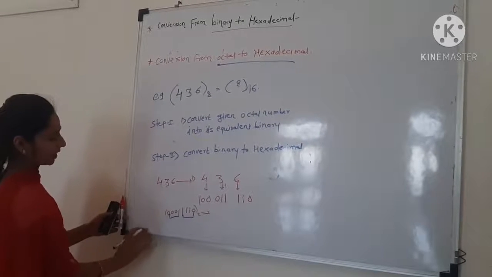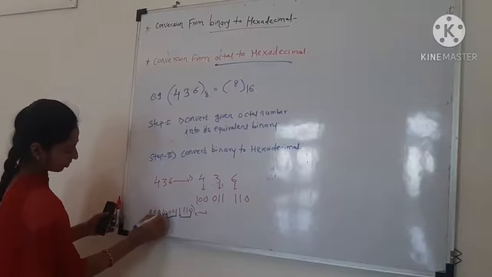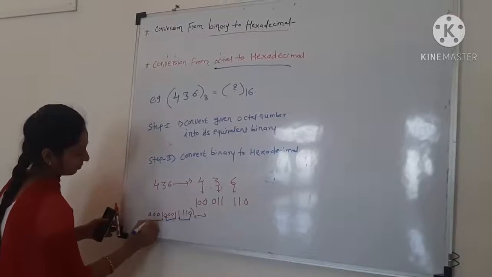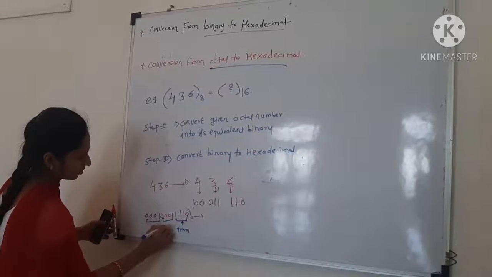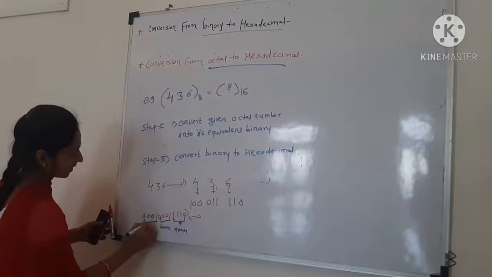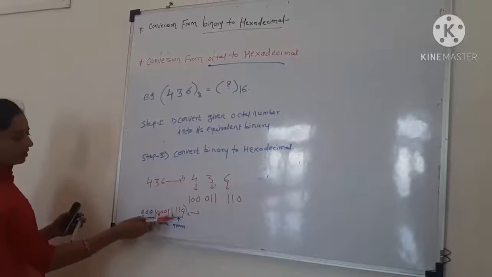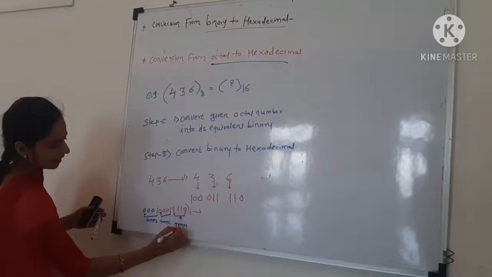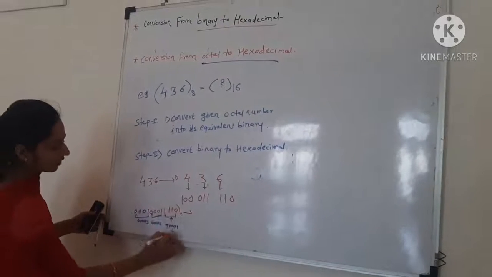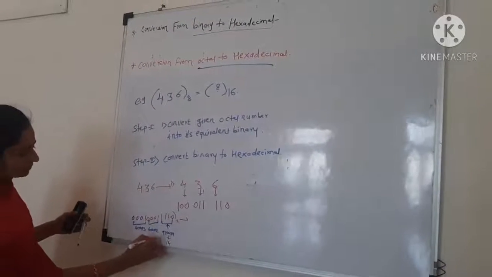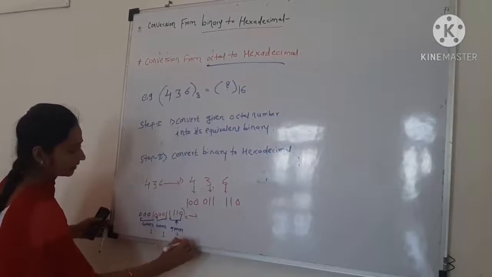To form 4 bits we require 3 additional bits. So write down 0s on the left side. So this is our third group. This is group 1, this is group 2, this is group 3. After doing the grouping, the next step is to write the equivalent number. What will be the number? 8 plus 4 is 12, plus 2 is 14. Here 1, here 1. In hexadecimal 14 is nothing but E.